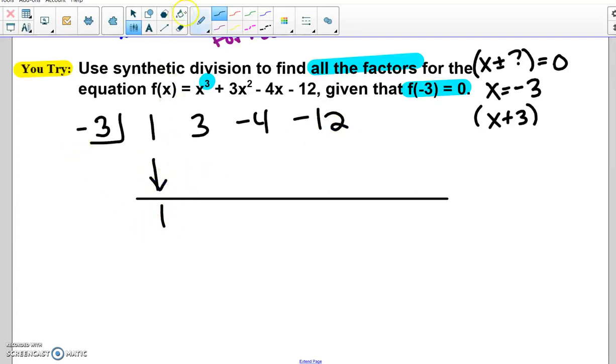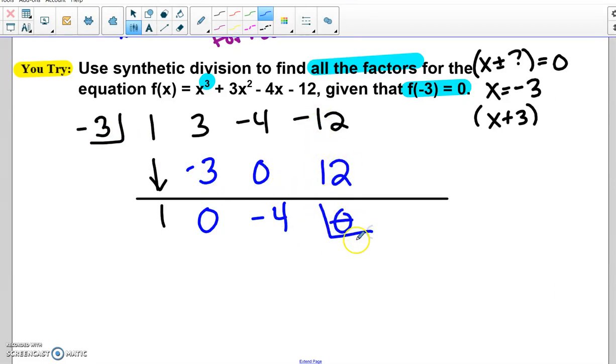Bring down to get started. Okay? And I'm going to have, let's see, negative 3. Add straight down, that's a 0. Negative 3 times 0, 0. Add straight down, negative 4. Negative 3 times negative 4 is a positive 12. Add straight down, and the last one is my remainder, 0. Worked out just like they said it would be 0.